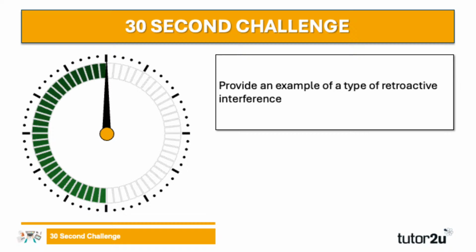Okay, provide an example of a type of retroactive interference. For this, we want an actual example. So thinking outside the box, if you were trying to explain retroactive interference to someone that didn't know psychology, what example would you give them to demonstrate it? Off you go.